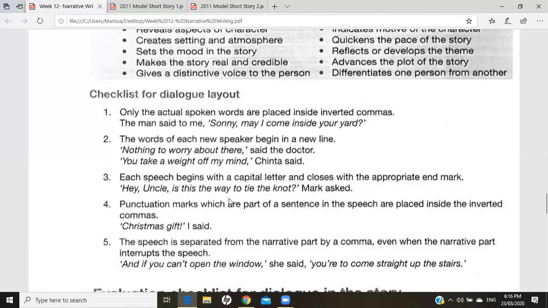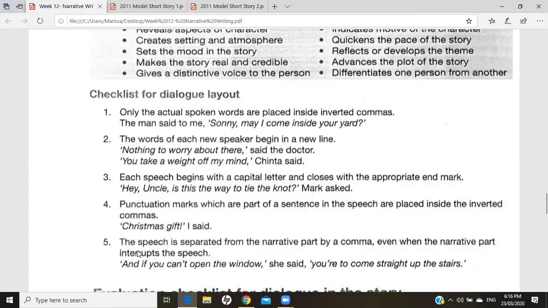Number 4, punctuation marks which are part of a sentence in the speech are placed inside the inverted commas. And you all need to remember this. As long as the punctuation marks are a part of the sentence in the speech, you must place them inside. So for example, "Christmas gift!" I said. So you're shouting Christmas gift, and the shout is part of what the person is saying. This requires us to use the exclamation mark, so it must be placed inside the inverted commas and not outside. I know many of you will have problems with this, but if the punctuation mark is related to the speech, what is being said, it goes inside the inverted commas.